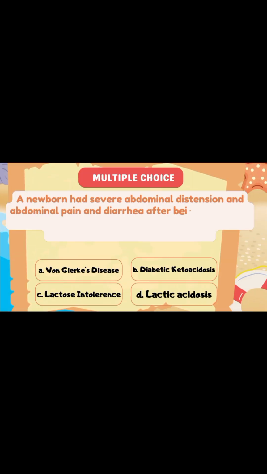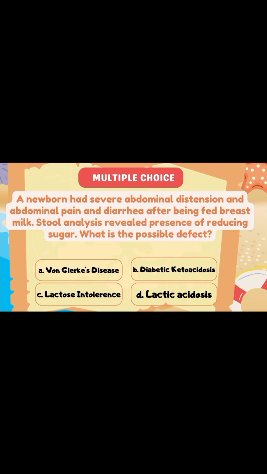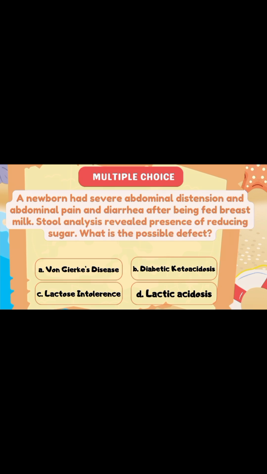A newborn baby had a severe abdominal distension, severe abdominal pain, and diarrhea after being fed breast milk. Stool analysis revealed the presence of reducing sugar. So, what is the possible defect here? Your options are von Gerke's disease, diabetic ketoacidosis, lactic acidosis, or lactose intolerance.